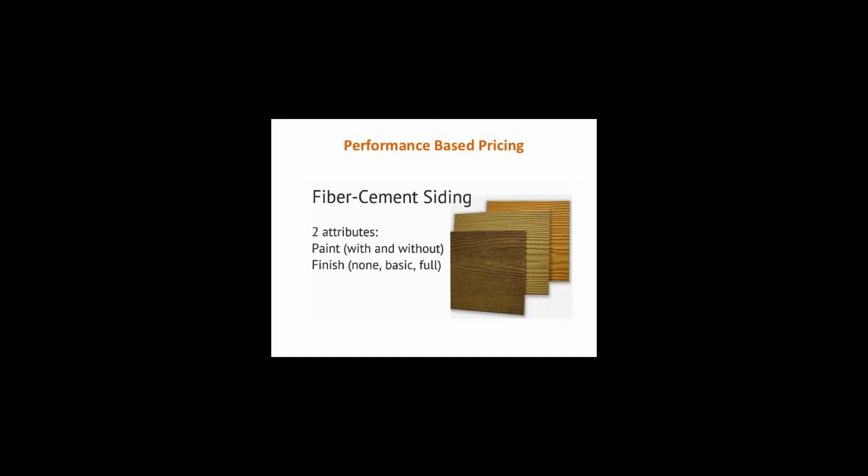Performance-based pricing has the price set on the customer's preference for different levels of price and performance. In this example, fiber cement siding has a couple of price points regarding paint and finish. Paint can be either with or without, and finish is none, basic, or full. The question is, how much are they really willing to pay for which options? In order to develop meaningful product offerings, we need to determine how much consumers are willing to pay for each attribute as a trade-off.